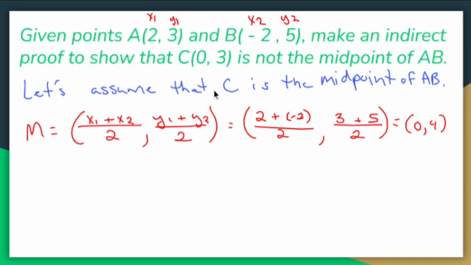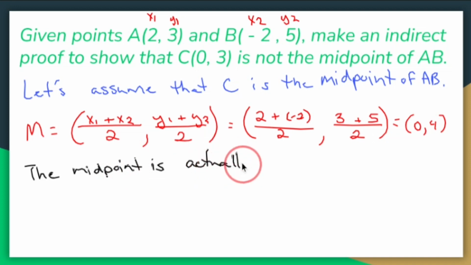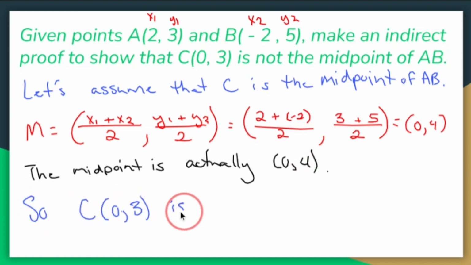So we assumed that C, 0, 3 is the midpoint. We found out that the midpoint is actually 0, 4. So we can end up by saying, so C, which was 0, 3, is not the midpoint.